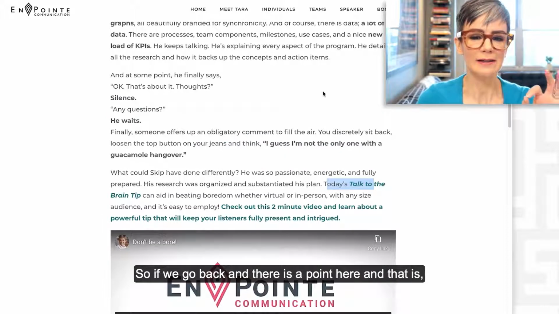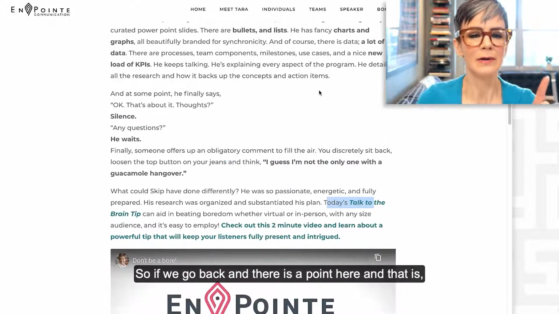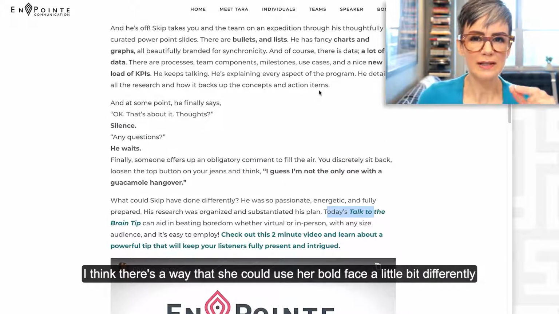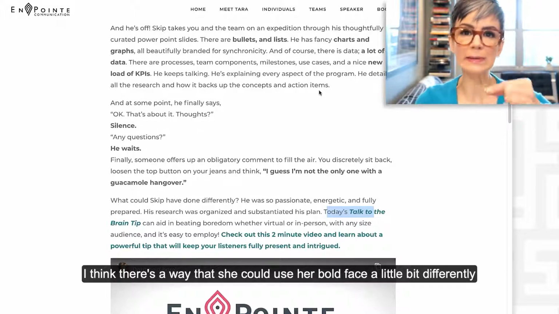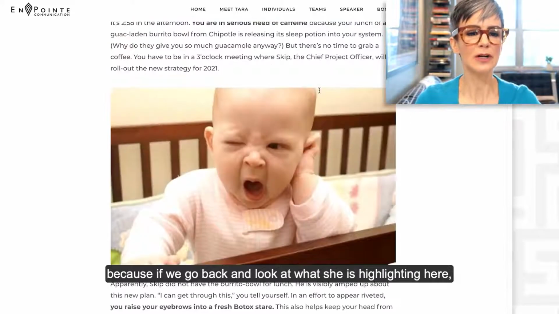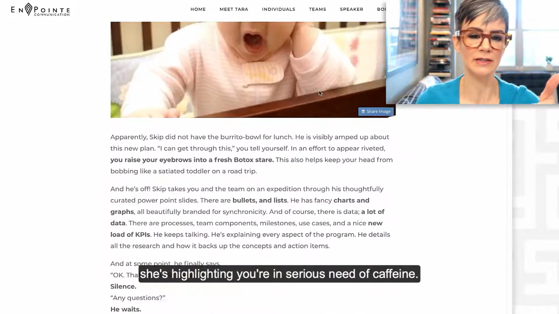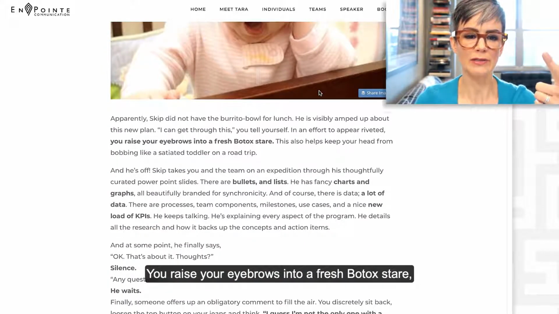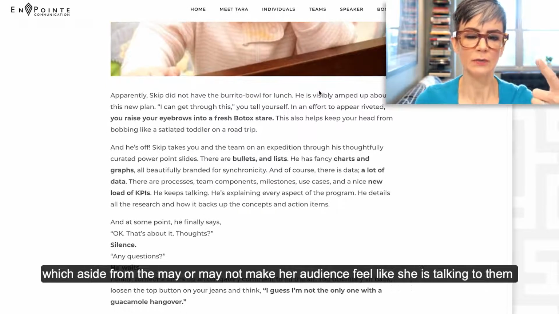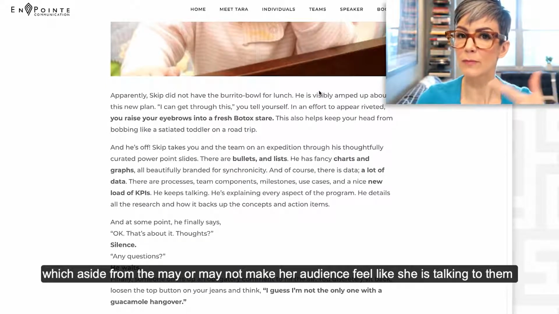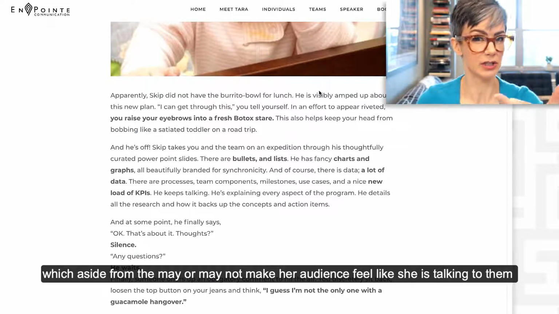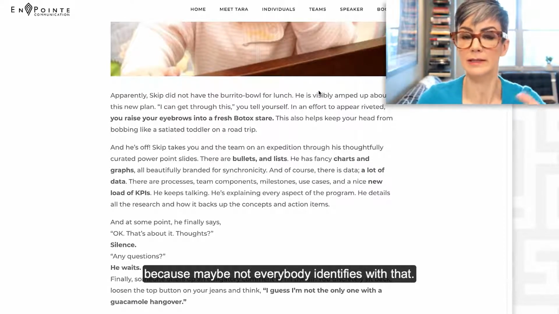So if we go back, and there is a point here, I think there's a way that she could use her boldfacing a little bit differently. Because if we go back and look at what she is highlighting here, she's highlighting you're in serious need of caffeine. You raise your eyebrows into a fresh Botox stare, which aside from the may or may not make her audience feel like she is talking to them, because maybe not everybody identifies with that.